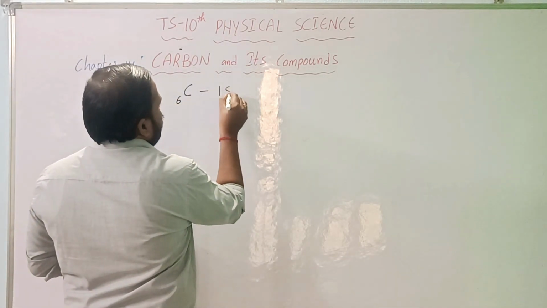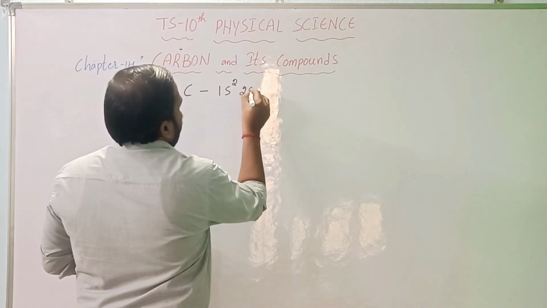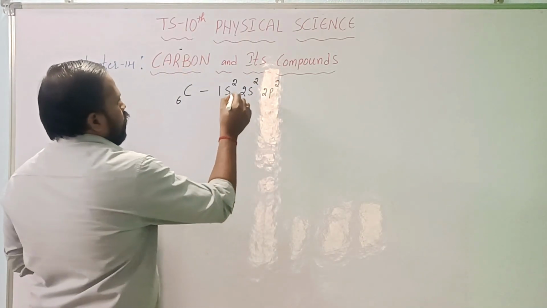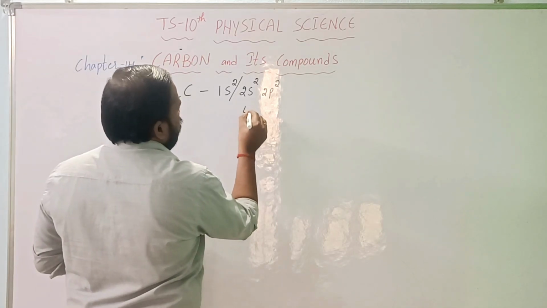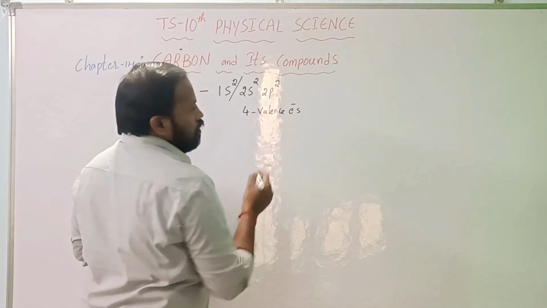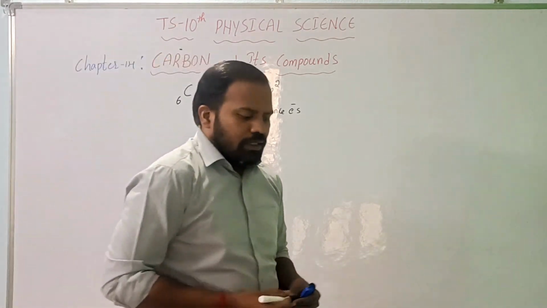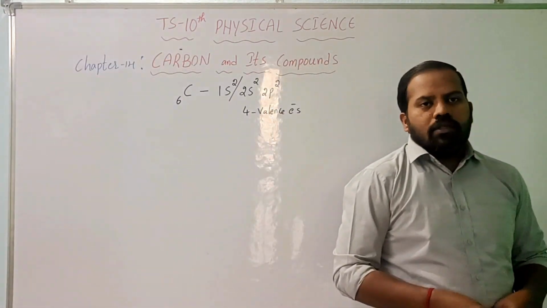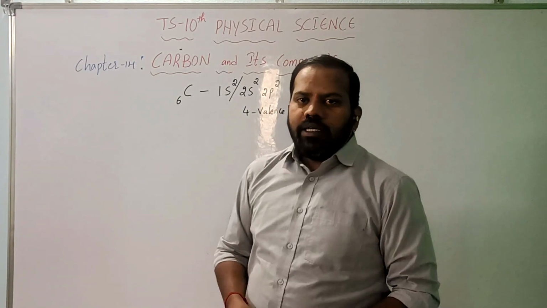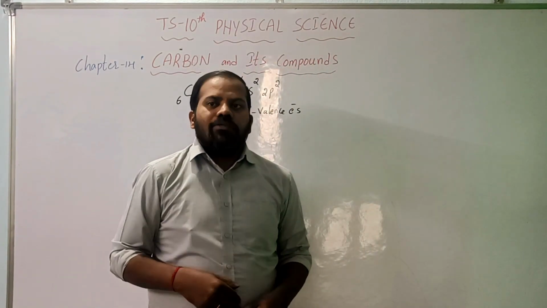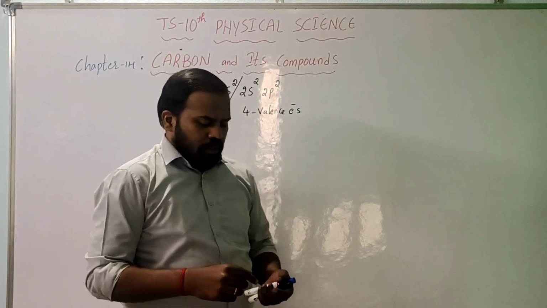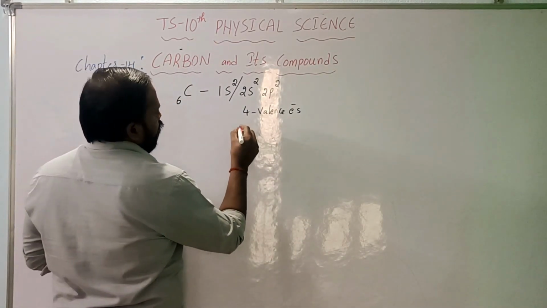Its electronic configuration is 1s2, 2s2, 2p2. So in the valence shell, it has 4 valence electrons. So it requires 4 more electrons to attain the octet configuration, or it might lose the 4 electrons. That means there are two possibilities.